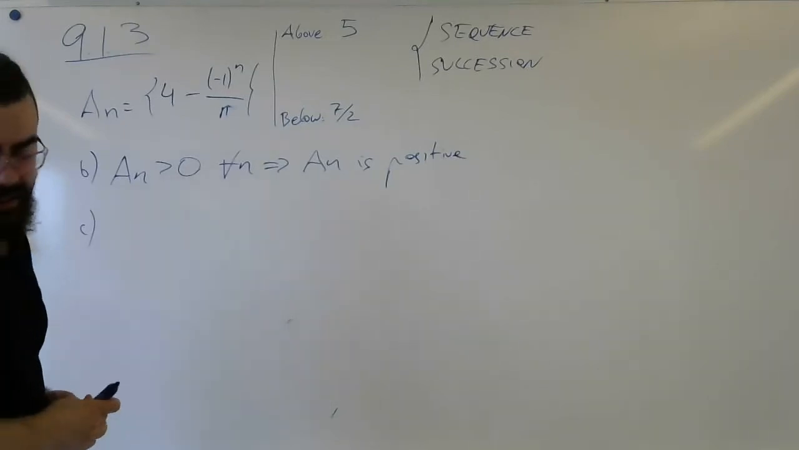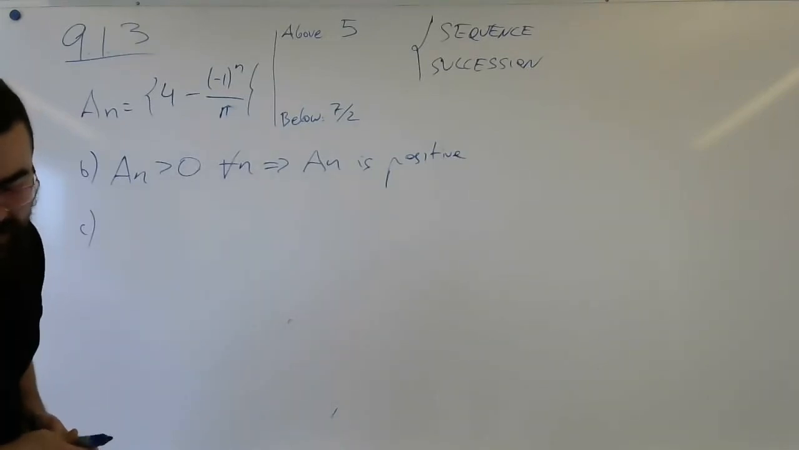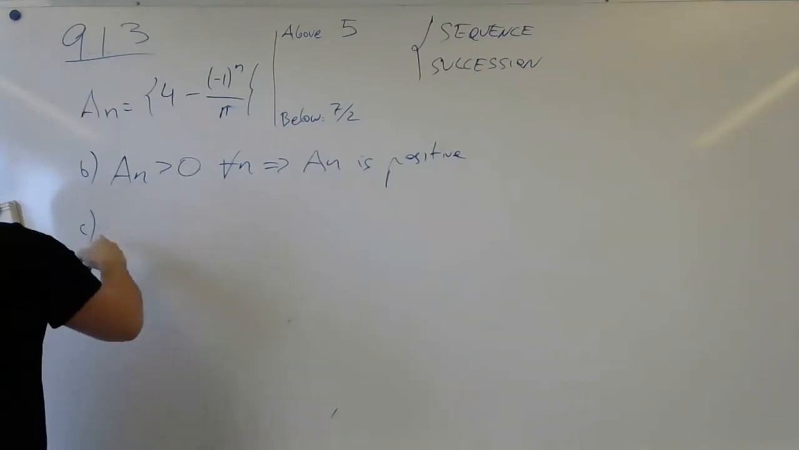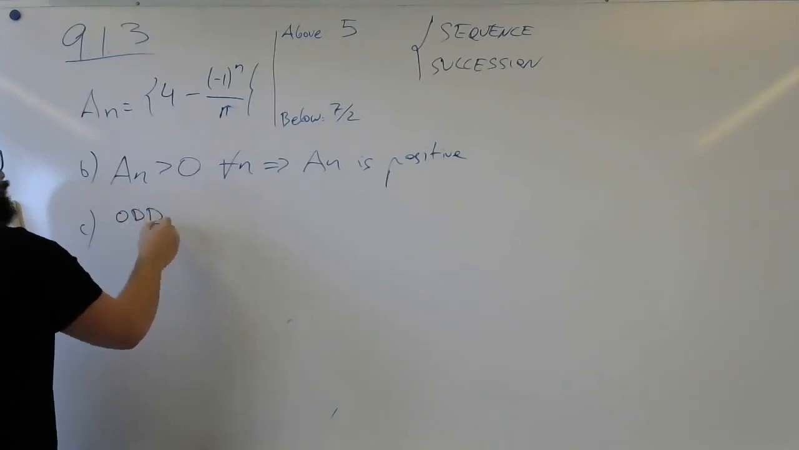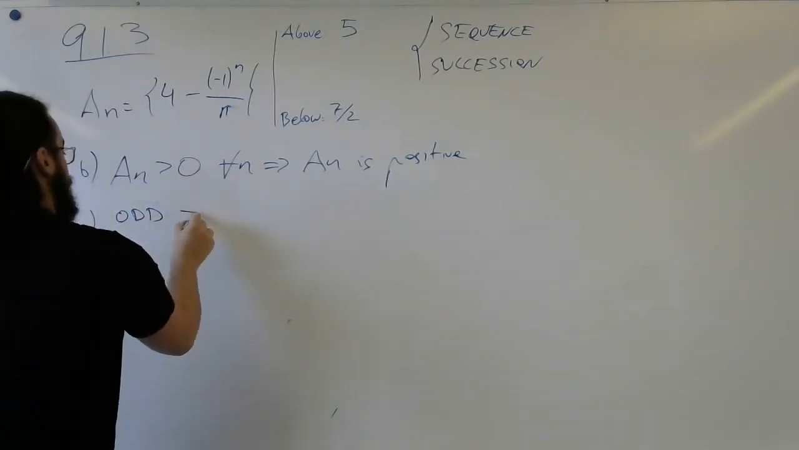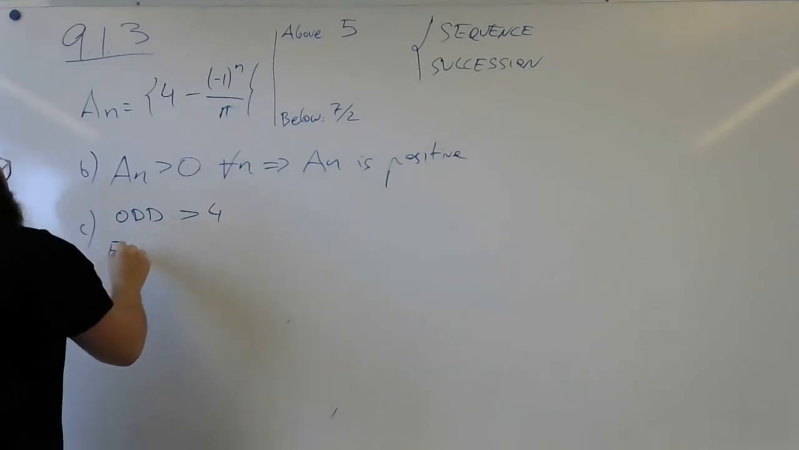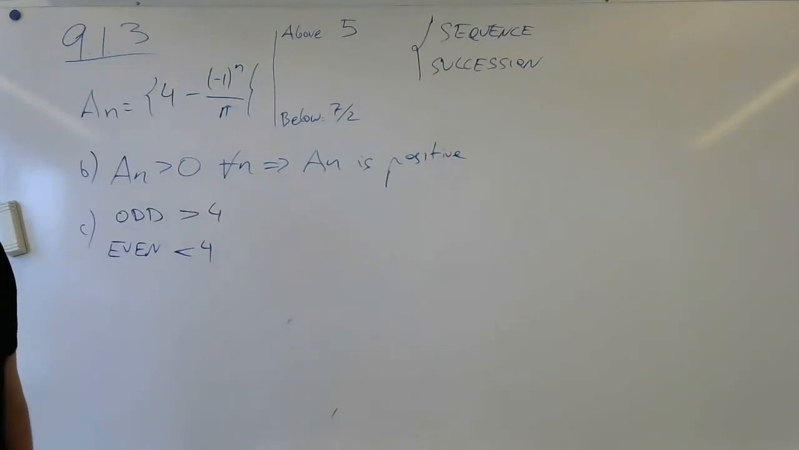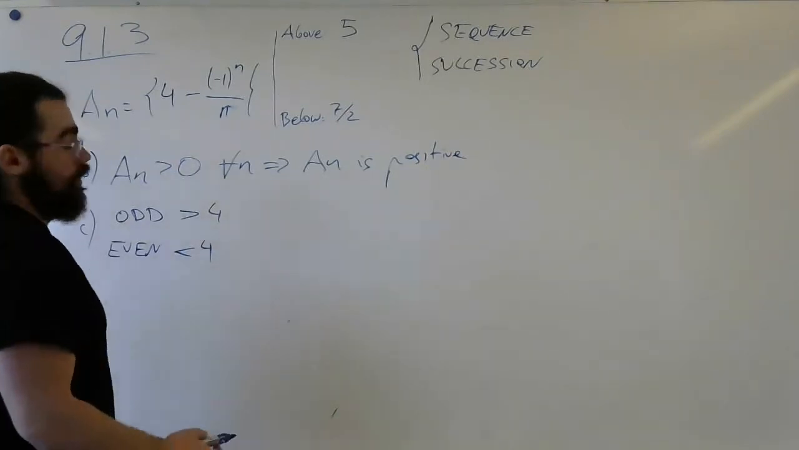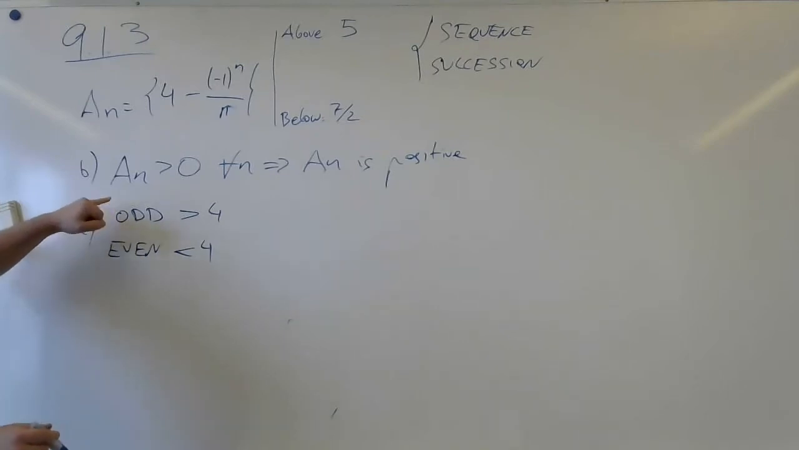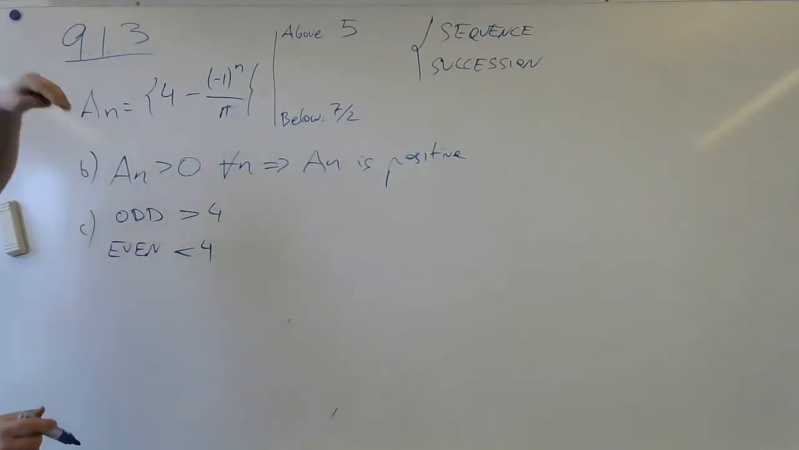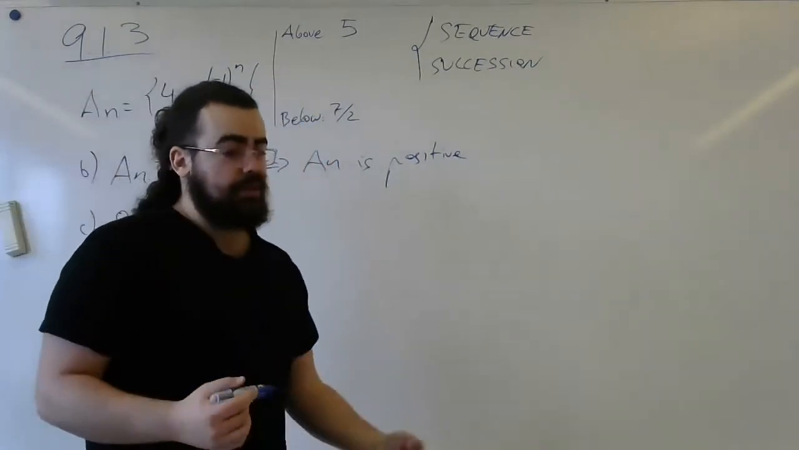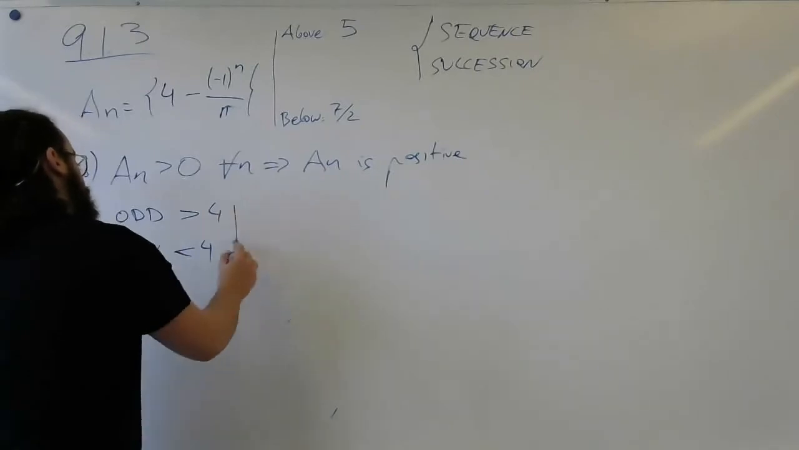Anyway, is the sequence increasing, decreasing, or alternating? Well, we know that the odd terms are all greater than 4, and the even terms are all smaller than 4. So this function, if you pick the first term, you are above 4. You pick the second term, you go below. You pick the third term, you go above. You pick the fourth term, you go below. So the sequence is alternating.